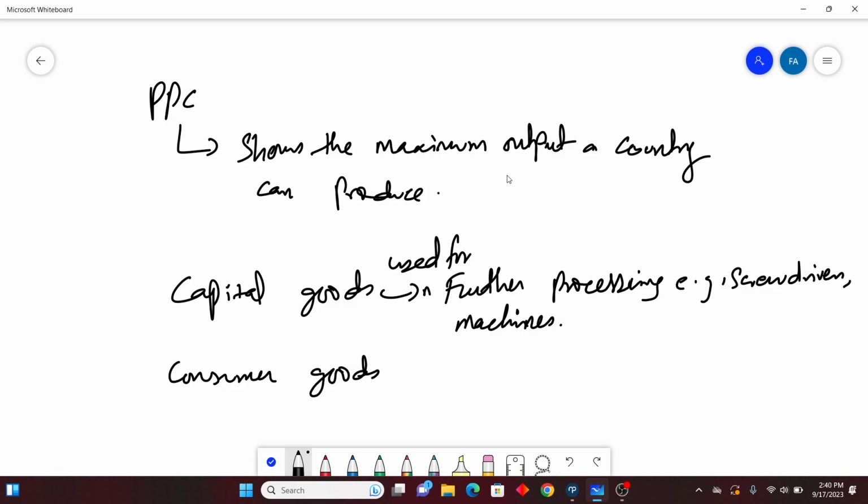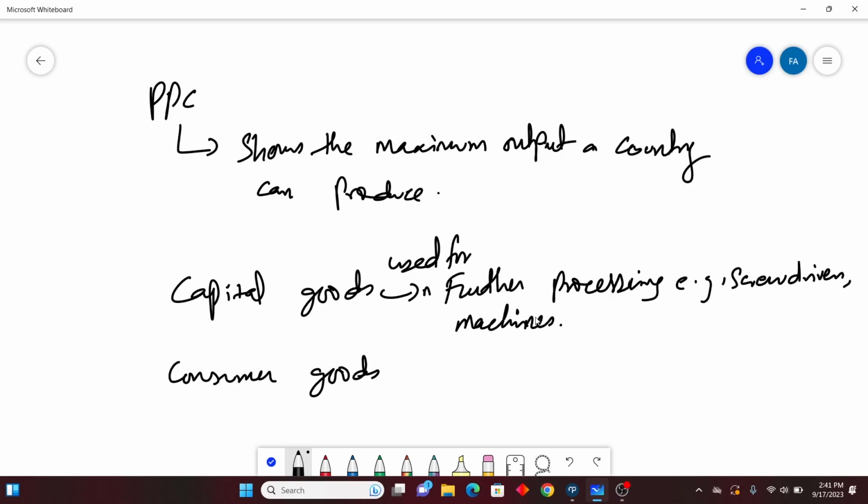Let's suppose I have the machine and I have the raw materials. I put the raw materials in the machine, and the machine is giving me an output. Output means that the product will go out in the market and will be sold in the market. So ultimately, capital goods are not consumed directly, they are used to make something else. That's why we say screwdrivers and machines.